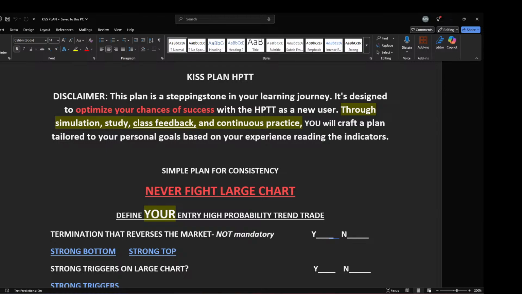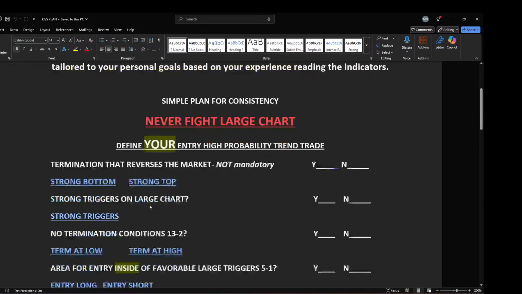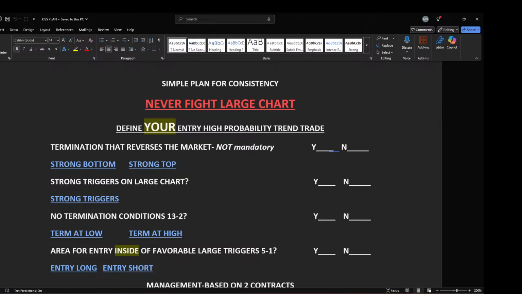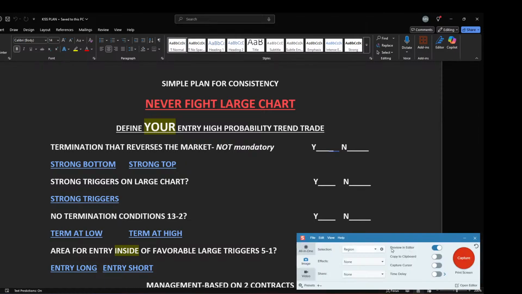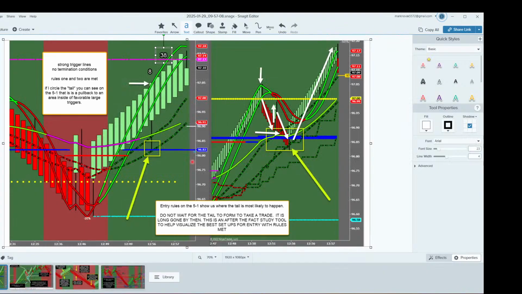And then through simulation, through study, through class feedback, through continuous practice, you will craft a plan. You'll write your own story, guys, and it'll be tailored to your personal goals based on your experience reading the indicators. So this one's going to teach you to do that. Optimize your chances of success. And your simple plan for consistency, don't fight the large chart. Let me show you why.